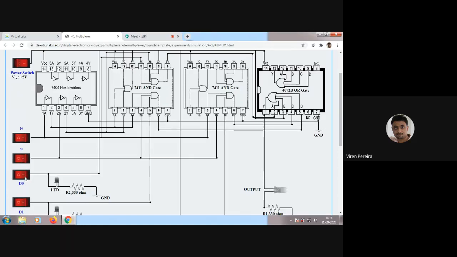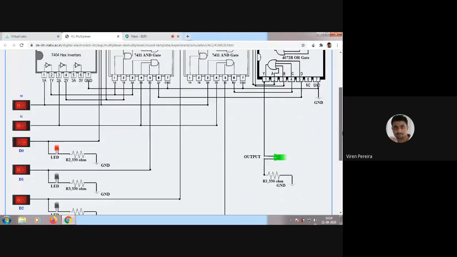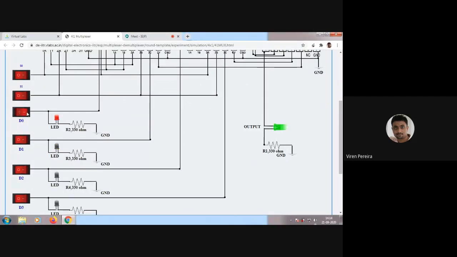So what pin is reflected at the output? Which pin is it? I1, I0, no? So here it is D0. So what it will be? D0. So you can see if I click on D0, the output is turning on. If D0 is 1, it will give a 1 here at output. If D0 is 0, it will give a 0.